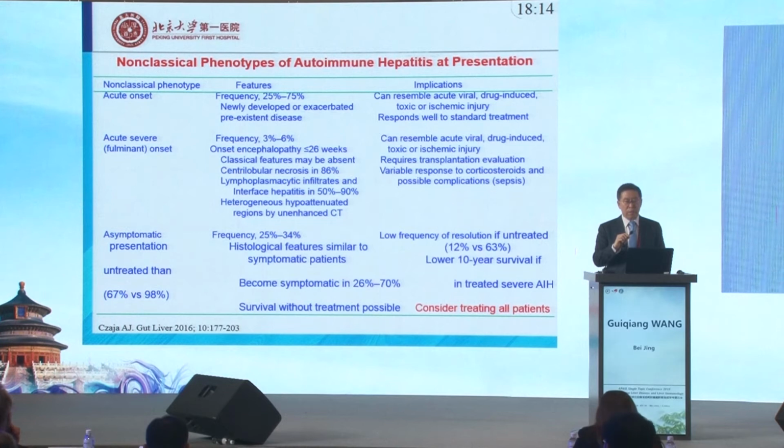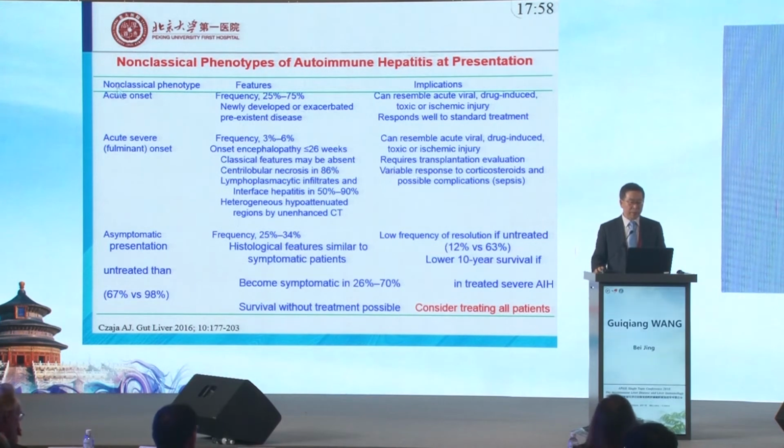Professor Serene will talk about acute onset that causes liver failure. This is a big issue for clinical practice. We know there are no defined criteria for this acute onset diagnosis. Acute severe or fulminant onset is very rare, but it's severe. For these patients, we have to differentiate from other causes. This can resemble viral hepatitis, drug-induced injury, etc.